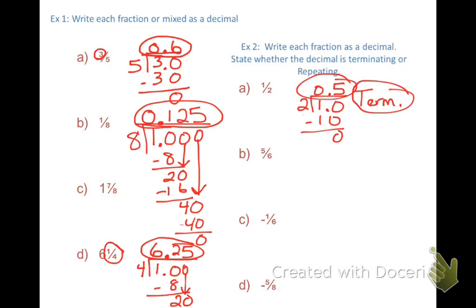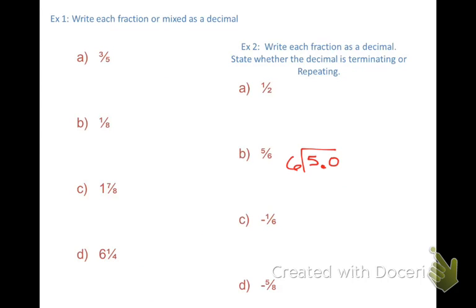Okay, 5/6. 5 goes in 6. Alright, so then you find out 6 goes into 5 0 times. 6 goes into 50 8 times.